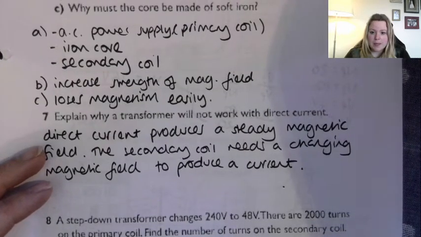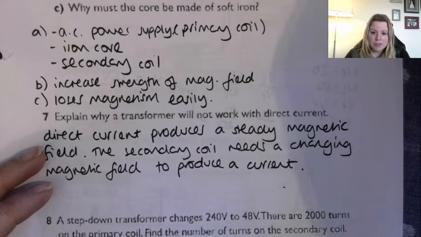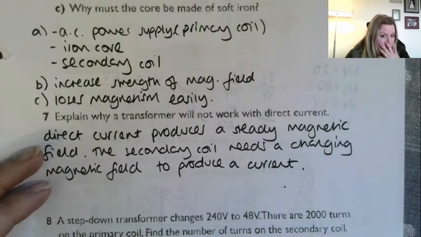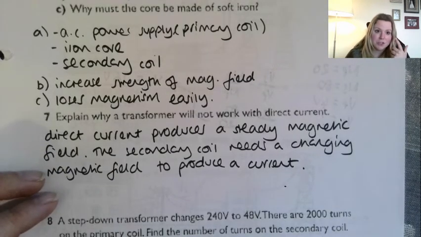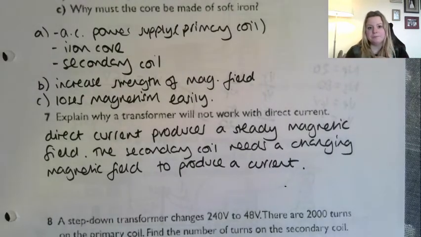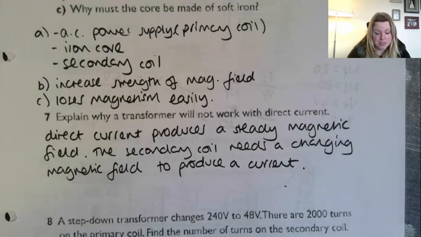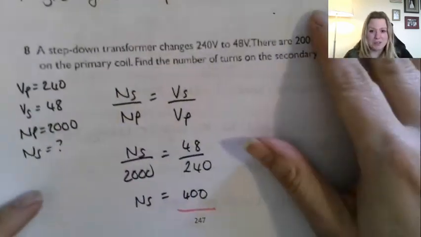7, explain why a transformer will not work with direct current. Direct current is going to produce a steady magnetic field, and the secondary coil needs that magnetic field to be changing significantly to produce a current. So if you have your alternating current, which is constantly changing direction, then that magnetic field is always going to be cutting across that secondary coil to produce your current in that. Sorry, can't get my words out today, year 12.